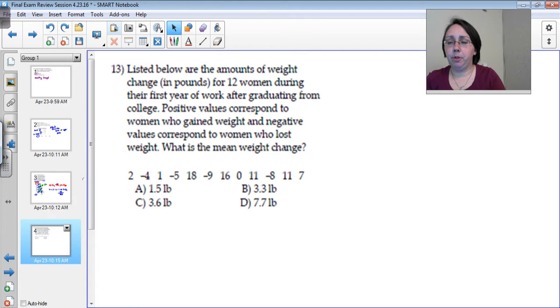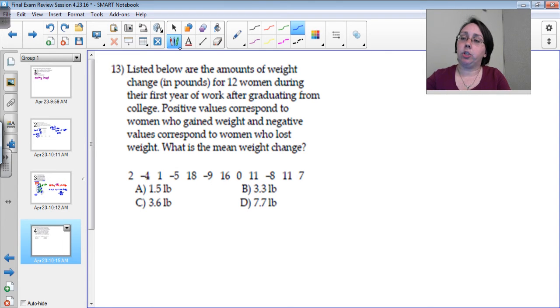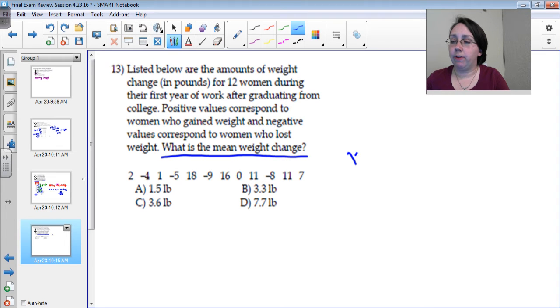All right. Listed below are the amounts of weight change in pounds for 12 women during their first year of work after graduating from college. Positive values correspond to women who gained weight, and negative, those who lost weight. What is the mean weight change? So what are they asking you to do? The average. So you're trying to find x bar. You add up what? All the data values and divide by n, or the number of pounds.